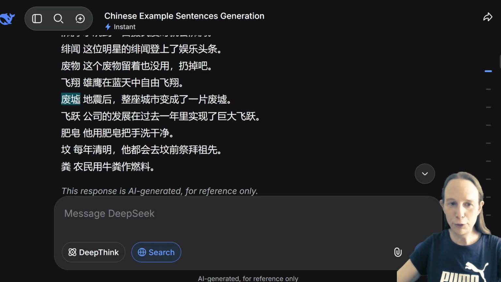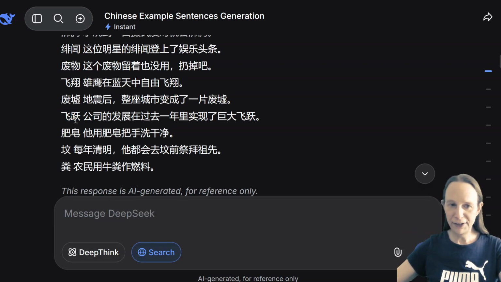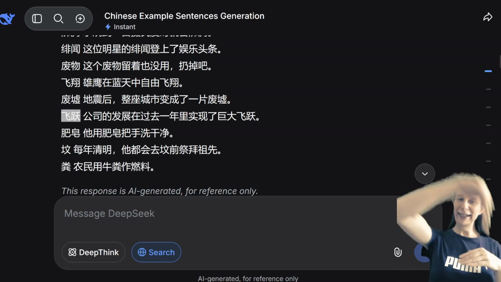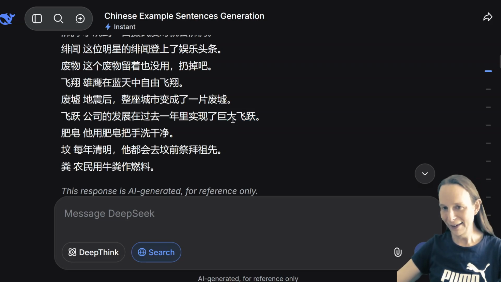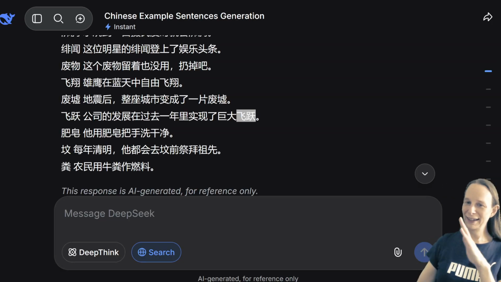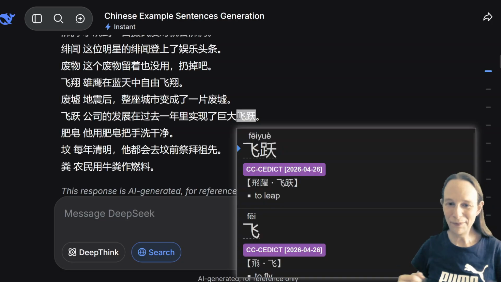Anyway, 废墟. Okay, 飞跃. 跃 refers to jumping, bounding, things like this. So you're jumping so high that you're flying, right? Boing, boing, I don't know, that sort of thing. 公司的发展在过去一年里实现了巨大飞跃. So it's not literal jumping. It's the development of this company is jumping high. Leaping, 飞跃, leaping. I should have said that, shouldn't I?